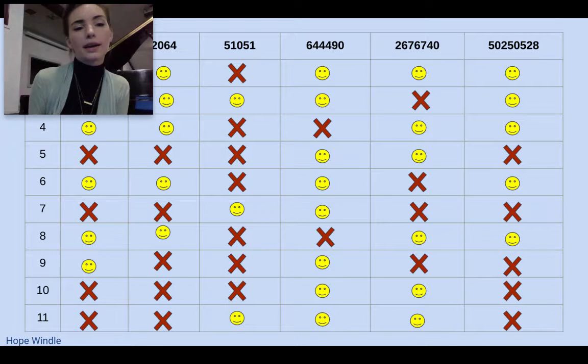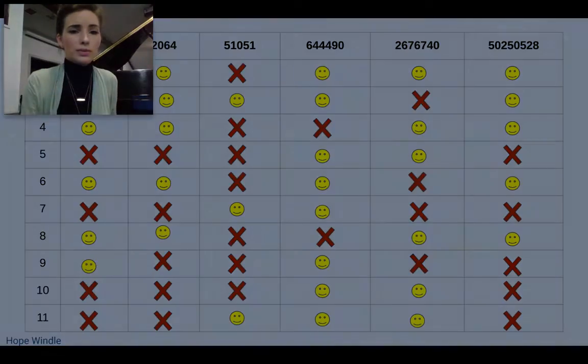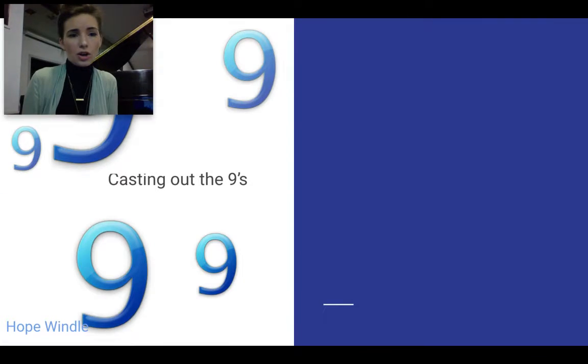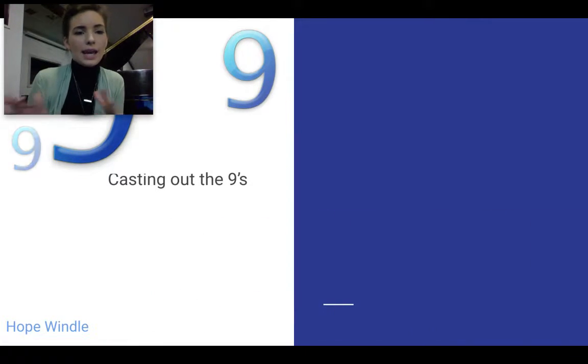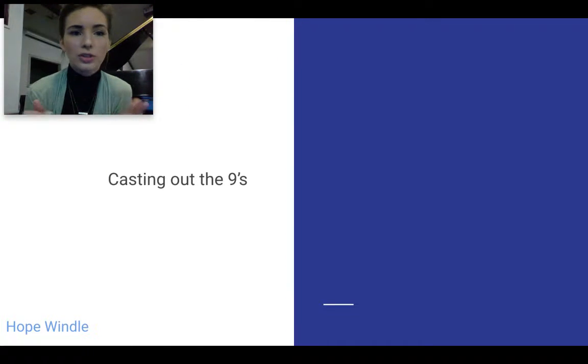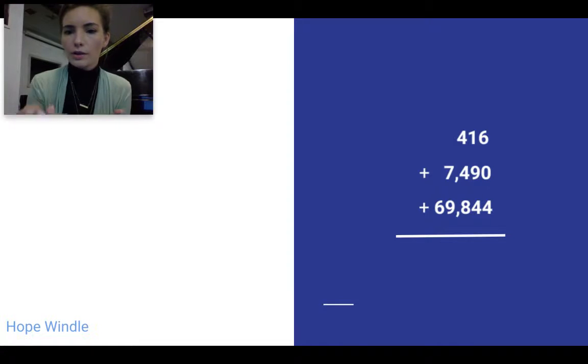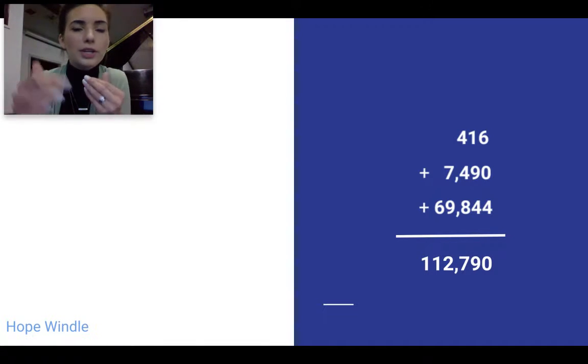Now that we've got a handle on some tricks on divisibility, let's see if we can learn a new trick, and it's called casting out the nines. This is a way to check our math whenever we're doing addition or subtraction, even multiplication. What we're going to do is look at a problem like this right here, and this is the total that we got when we just hurried up and added them together.